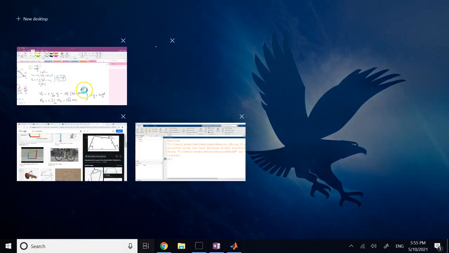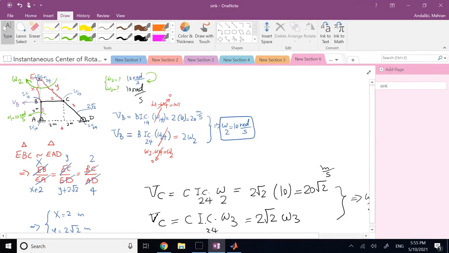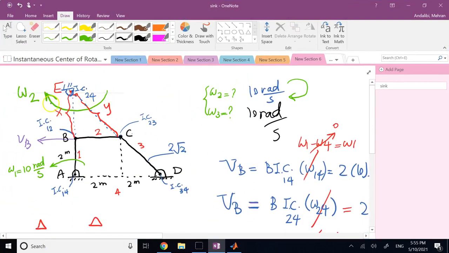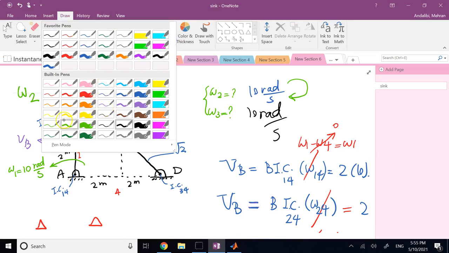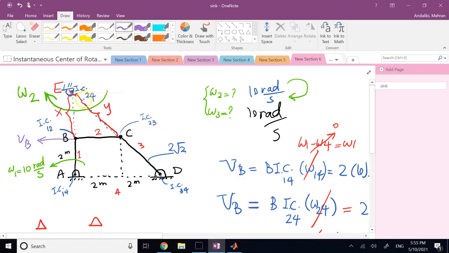Now, which direction? So if we go back here, since omega 2 is like that, clockwise, and C is rotating about point E, so V of C should be what? Perpendicular to the line connecting C to E. Okay, so if I consider this line connecting E to C, V of C is perpendicular to that, so V of C is going to be like that. And also, since C is rotating about D and velocity is to the left and downward, the only option for omega 3 is to be what? Counterclockwise, like this. So clearly this is going to be counterclockwise.